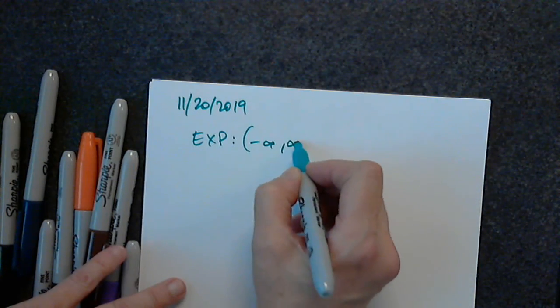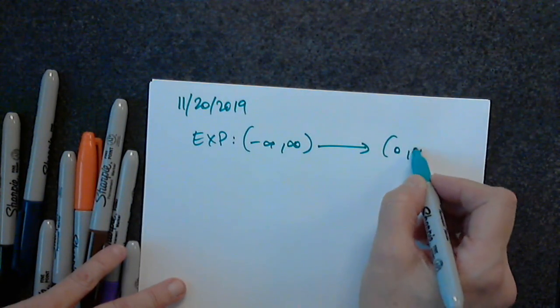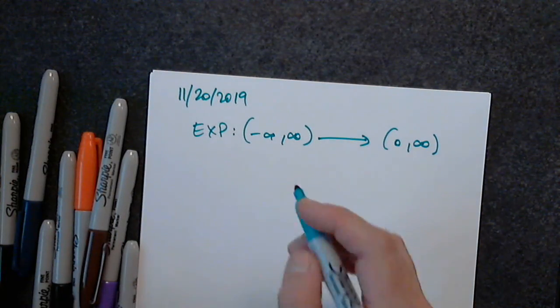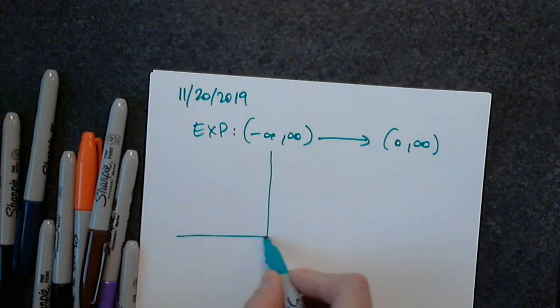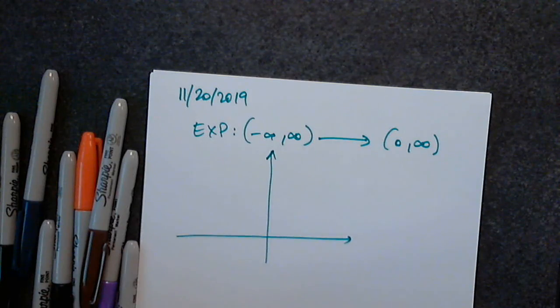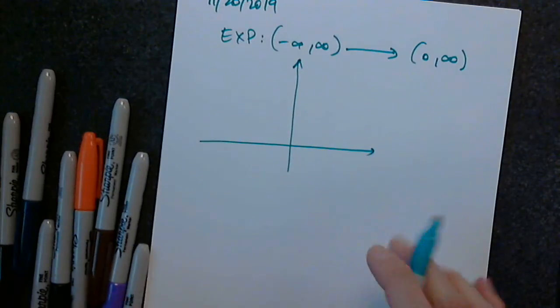Domain, negative infinity to infinity, range 0 to infinity. Here are the graphs. I'm going to graph both separately.